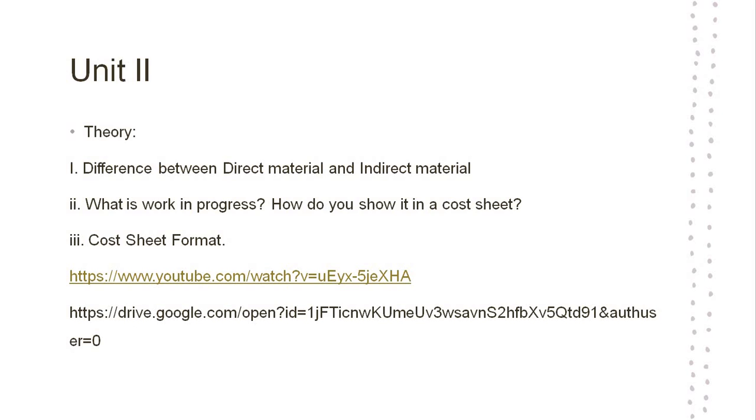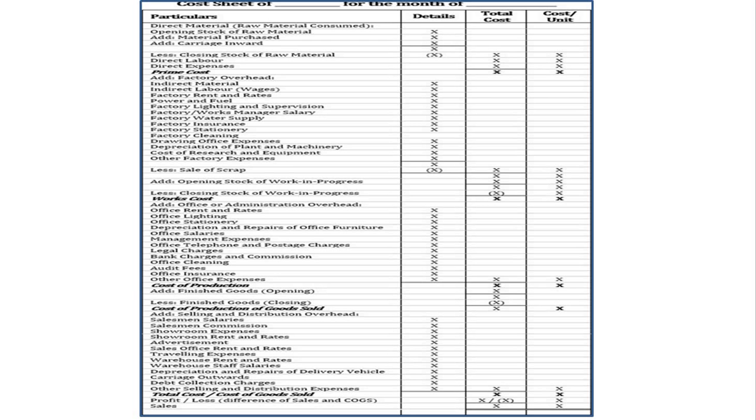And there is yet another frequently asked question under Unit 2, that is, what is work in progress and how do you show it in the cost sheet. If you get a question like that, you should be thorough in your format of cost sheet. I have also posted a video in which I explain the cost sheet format, but I've also given a format here for your better understanding and for a small brush up.